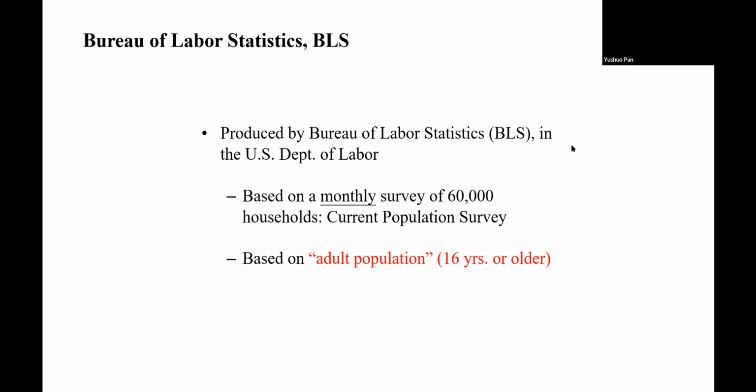unemployment data. So what they do, based on a monthly survey of 60,000 households, the Current Population Survey. So they usually publish the unemployment rate monthly, according to 60,000 households. The survey is just based on the adult population. Adult population in the United States means the people who are older than 16 years old.